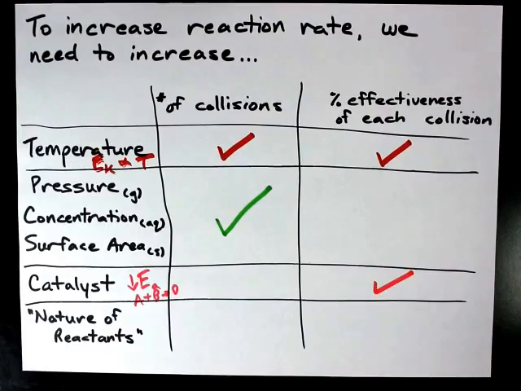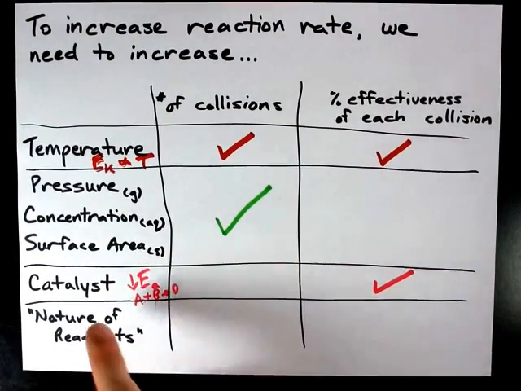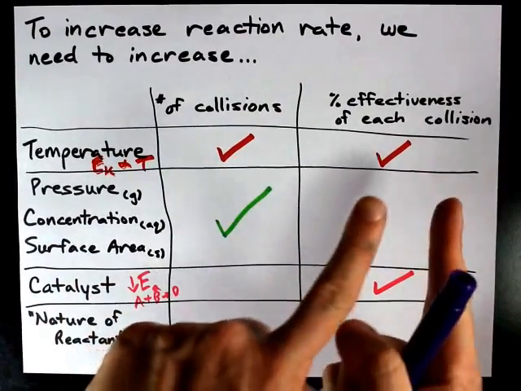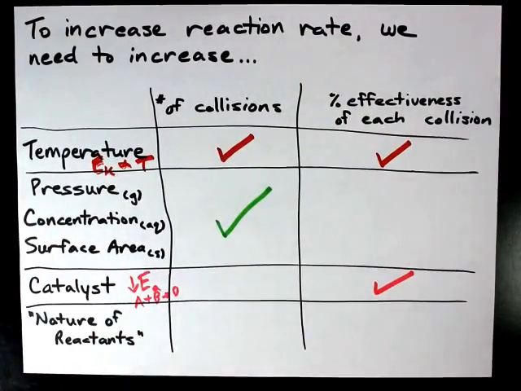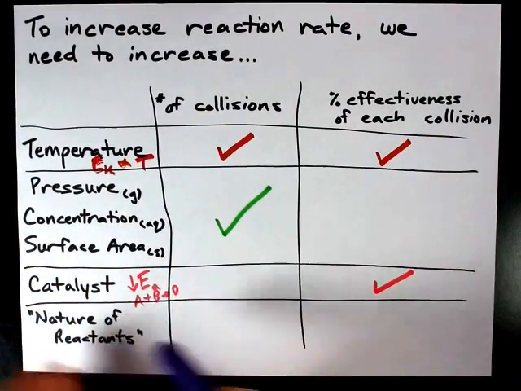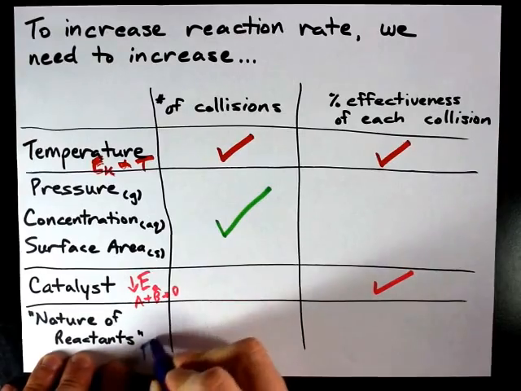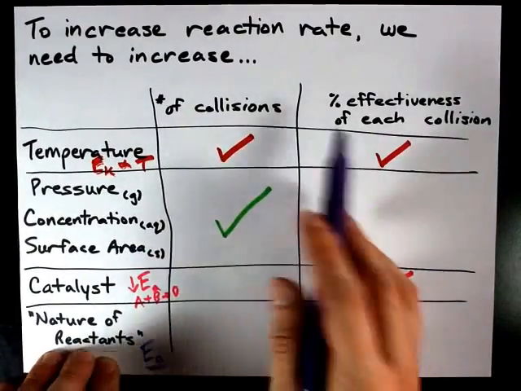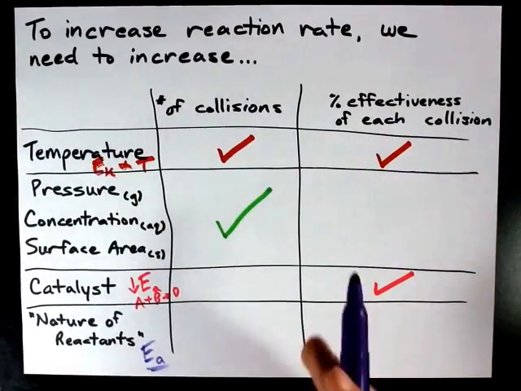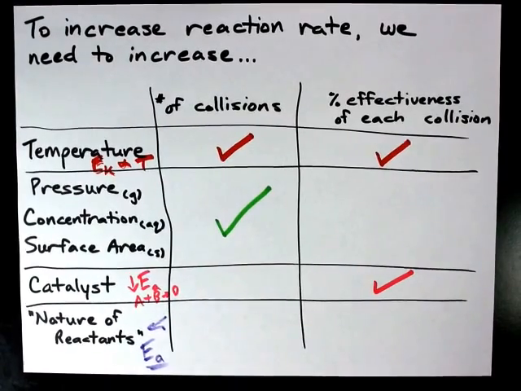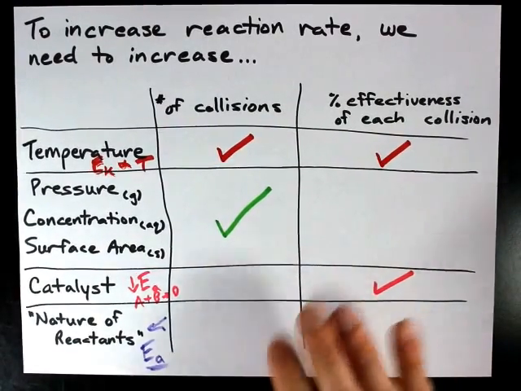Okay? Now, something that other teachers include is nature of reactants. This is just another way to say lithium reacts differently from gold, and fluorine reacts differently from iodine and hydrogen. Those are very obvious things, and it affects how high the activation energy barrier is in the first place. It doesn't really affect the number of collisions or the effectiveness of each collision. A different reaction has a different rate, and you're going to have to accept it. Cool? Cool.